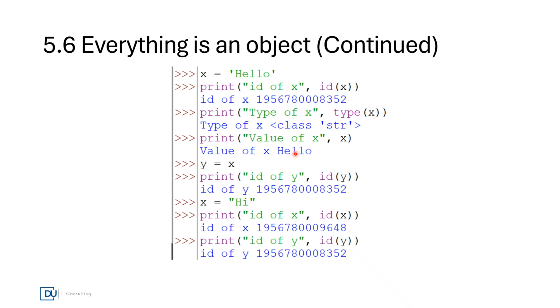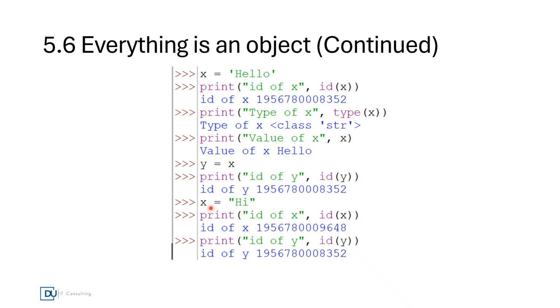Now we are using another variable y, and we are saying y equal to x. I'm trying to do the same thing. I'm printing the id of y. As you can see, the id of y and the id of x are the same at this point.